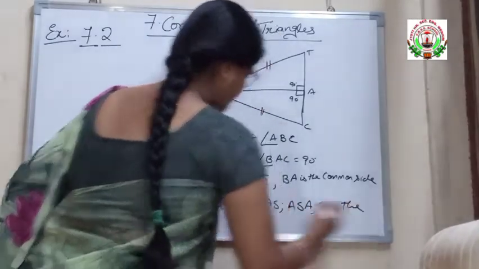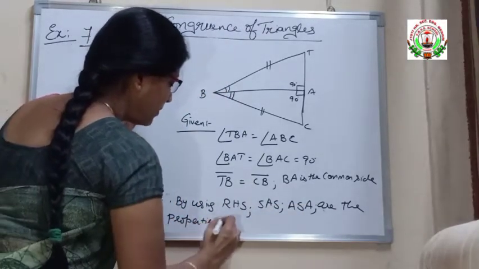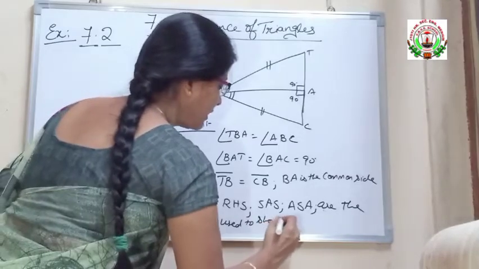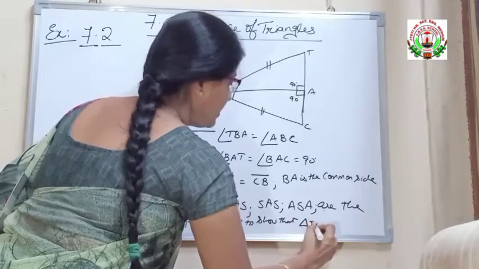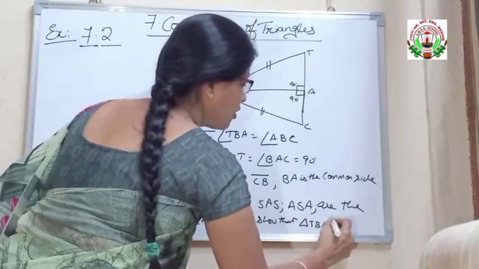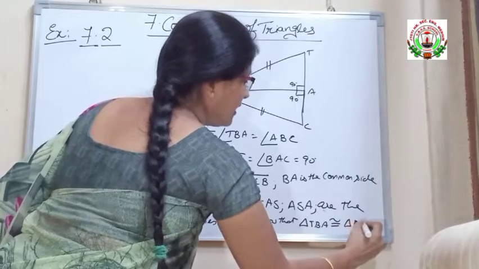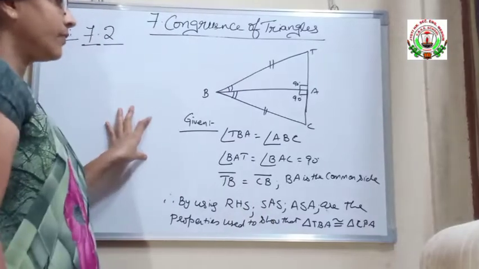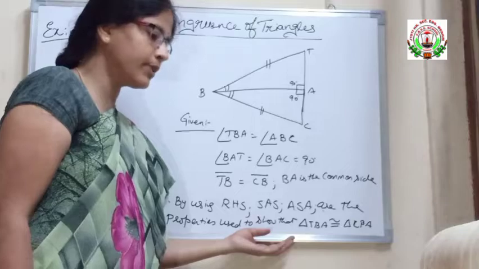these are the properties used to show that triangle TBA is congruent to triangle CBA. This is your first part of your sixth question.